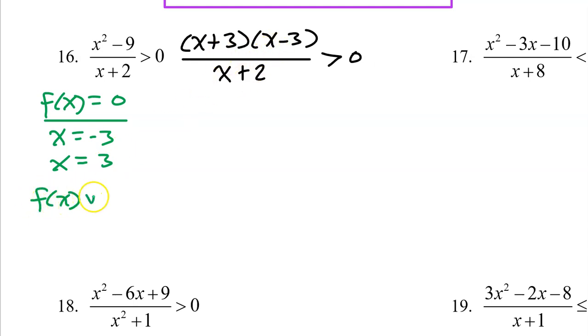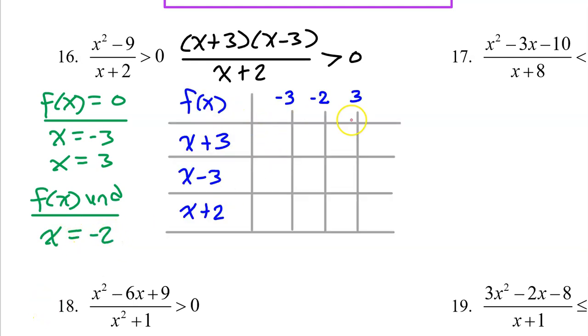Where is f of x undefined? That's where the denominator is equal to 0, which is at x equals negative 2. Set up your sign chart like this. The x plus 3 gave us the negative 3. This factor is negative on the left, positive on the right. The x minus 3 gave us the positive 3. It will be negative to the left and positive to the right. X plus 2 gave us the negative 2. It will be negative to the left and positive to the right.